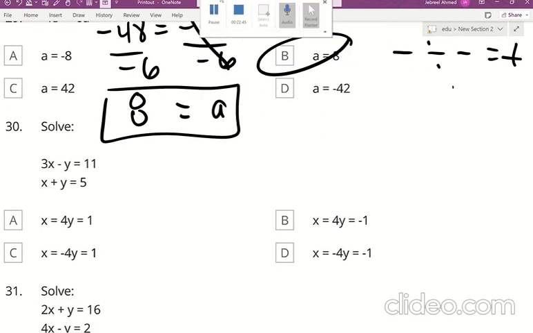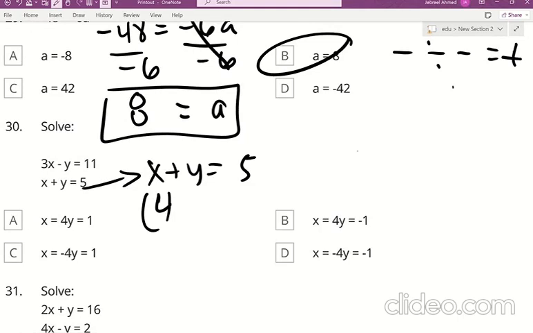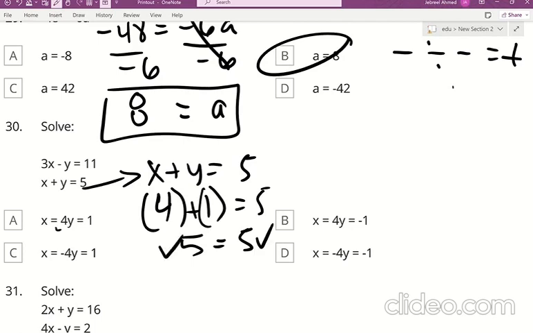Number 30. There's two ways I could do this. I'll show you the easiest way first. So x plus y equals 5. This one is the easier equation. I'm going to take my x and my y and substitute it into the equation. So my x equals 4, my y equals 1. 4 plus 1 equals 5. So this means the solution is right.